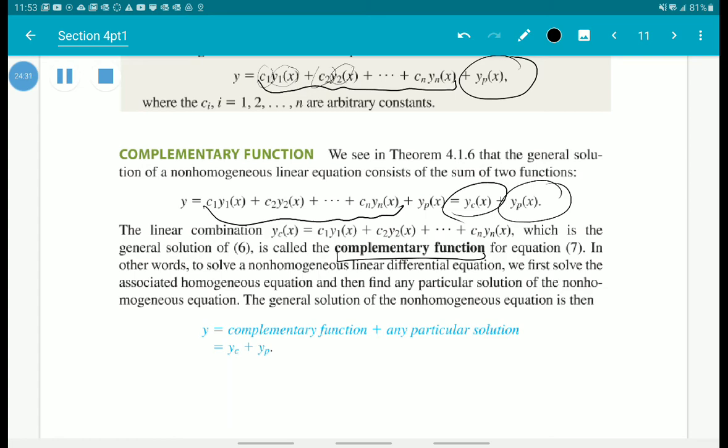So now that we've talked about all the theory that's involved, we're going to put this into practice when we solve these differential equations, starting with this chapter and the next section, which is reduction of order.